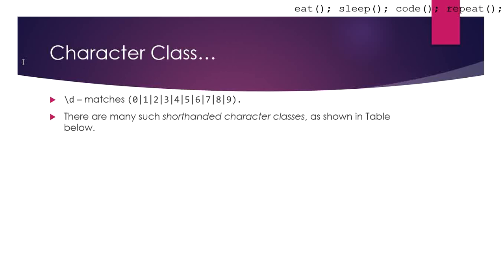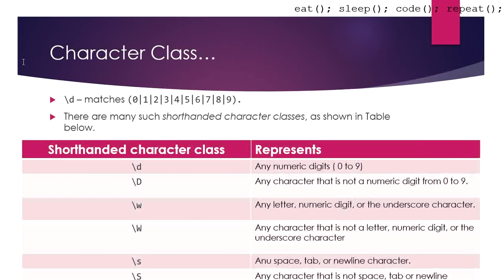Now character class. We use \d to match the numbers, 0 1 2 3 4 5 6 7 8 9. But there are more shorthand character classes. Let's show them in the table. These are all the shorthand character classes. We know the first one, lowercase \d, which represents any numeric digit from 0 to 9. Similarly, we have \D, which is going to match any character that is not a numeric digit, anything but a number from 0 to 9.